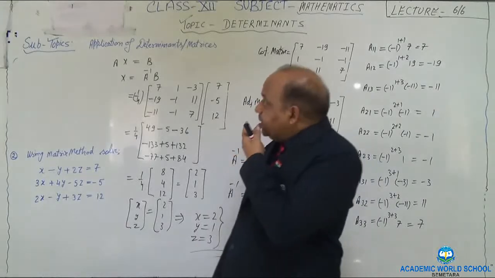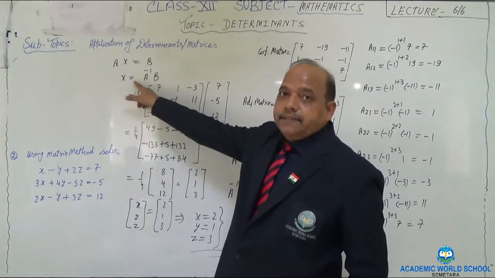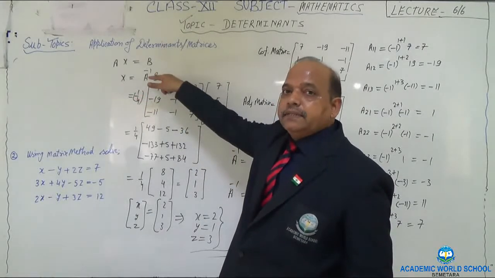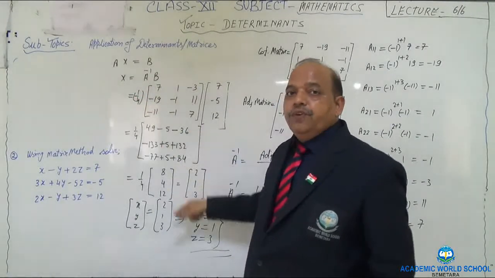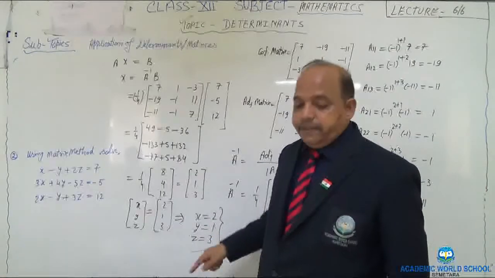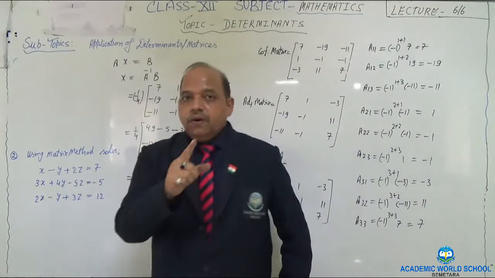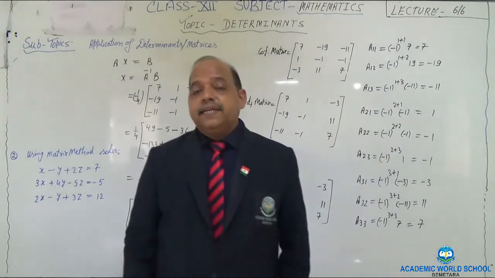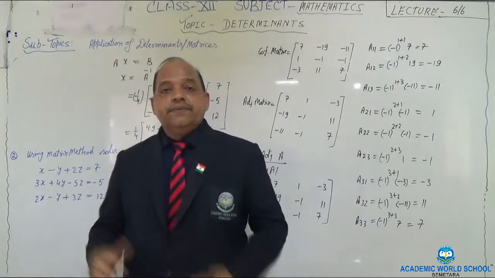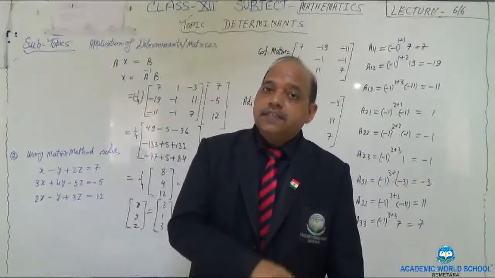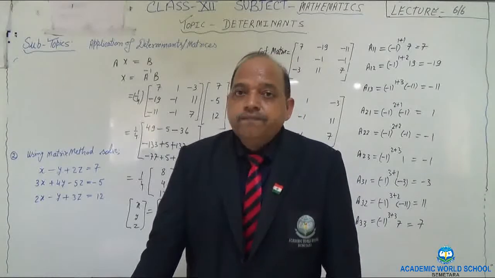Once we have done that, then what do we need to do? X equal to A inverse B. Replace the values, multiply by the scalar matrix, and then simplify. You will get the values of the unknowns, that is X, Y and Z. Last thing, there are a couple of questions which, as I said, are given as word problems. You need to formulate them first and then you need to solve.